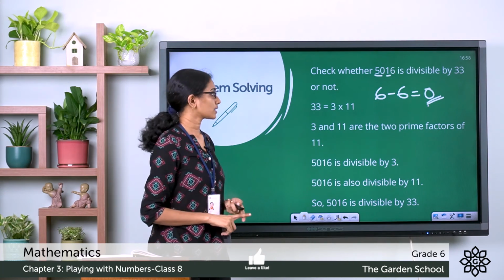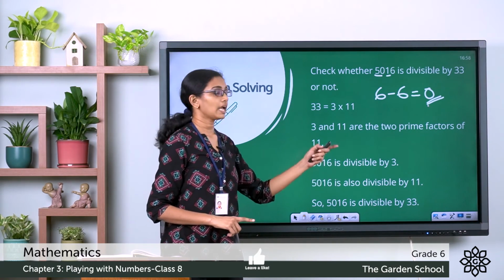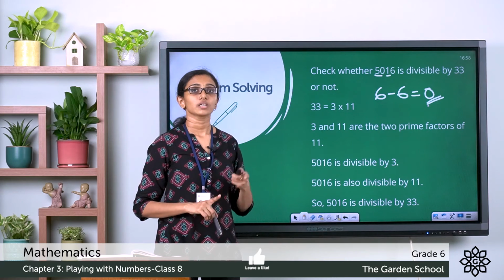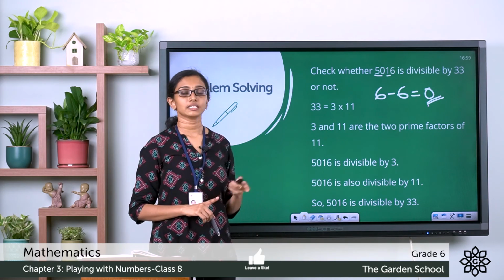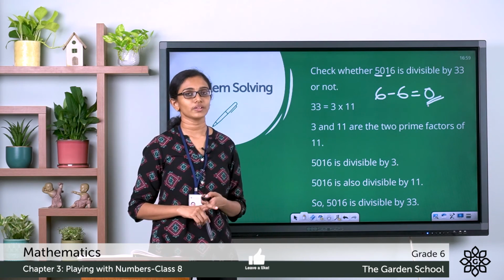So, now we got that 5016 is divisible by both 3 and 11 and hence it will be divisible by 33, their product also. So, children, is this clear to you now?